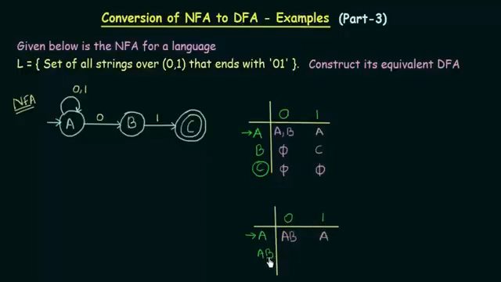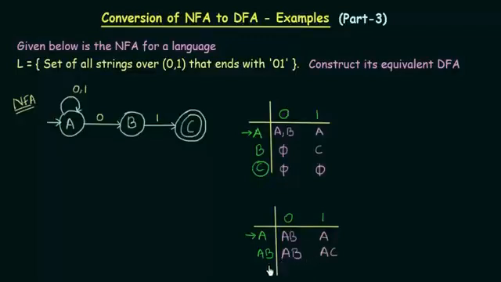In order to check for AB, we have to check both A and B in this table and perform the union operation of A and B. On input 0, the union of A, B and φ will be just AB. On getting input 1, the union of A and C will be AC. Okay, now we are done with that.